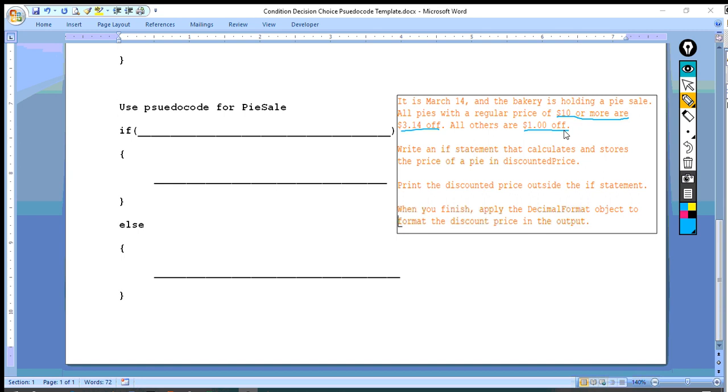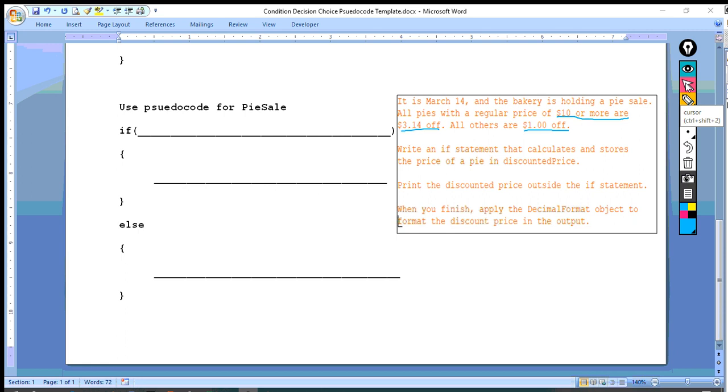Now, this is another thing that might be helpful, is that you put yourself in the situation and run it through in your mind, this particular scenario. In this case, you could be the cashier. Somebody comes up with the price of a pie, and it's $12. You look at that. Well, what are you trying to figure out as far as determining the price? You're looking at that and you're going, okay, am I going to take $3.14 off or $1 off? And so that's what you're thinking. Those are the two things.